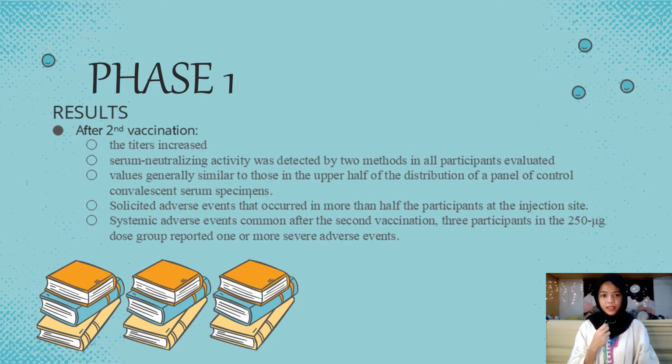Solicited adverse events that occurred in more than half the participants included fatigue, chills, headache, myalgia, and pain at the injection site. Systemic adverse events were more common after the second vaccination, particularly with the highest dose, and 3 participants, that is 21% in the 250 microgram dose group, reported 1 or more severe adverse events.